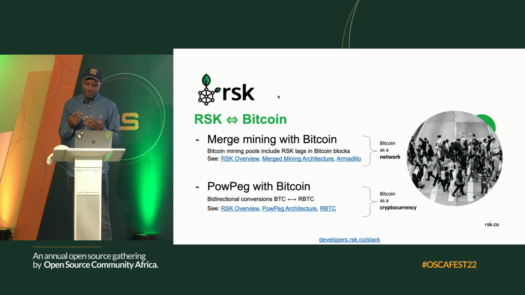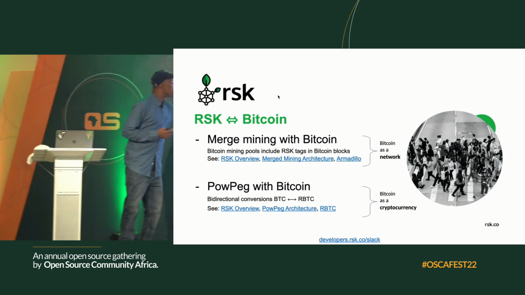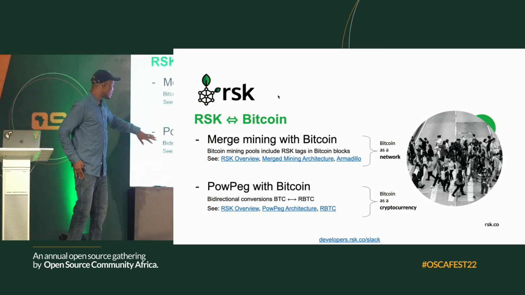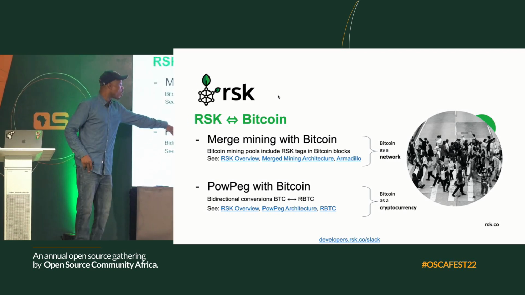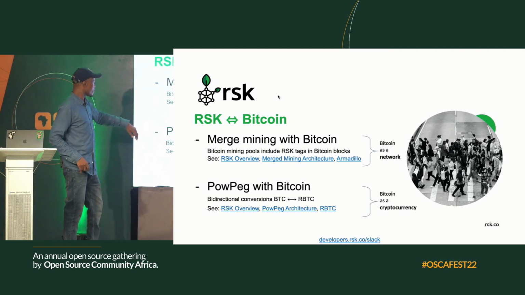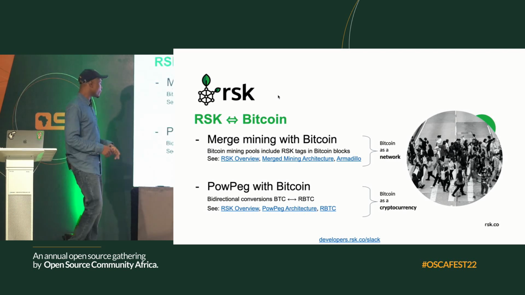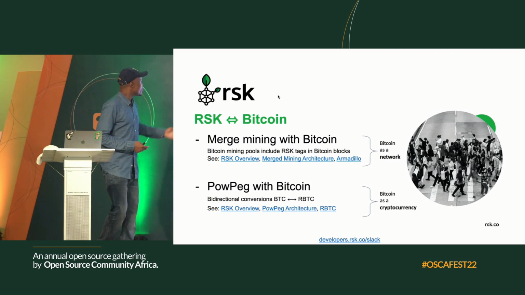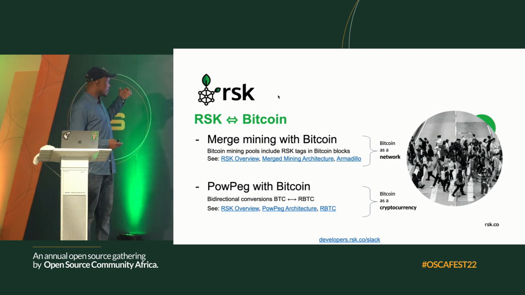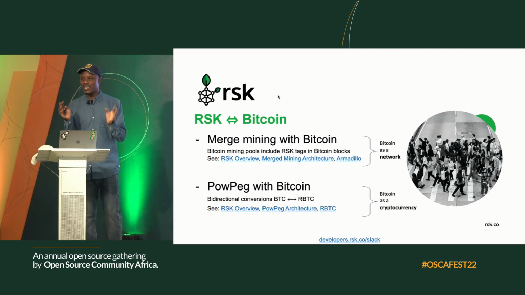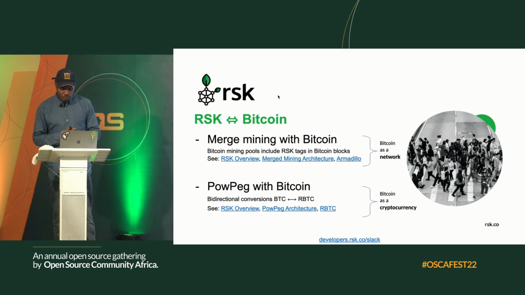So we have something that controls this, and it's called PowPeg. PowPeg means proof of work peg, proof of work peg with Bitcoin. You can take a look at the PowPeg architecture to understand how PowPeg works.